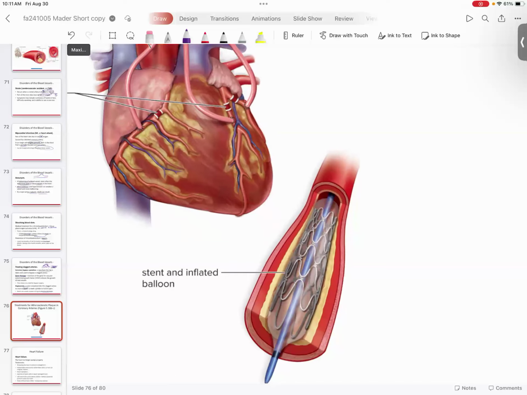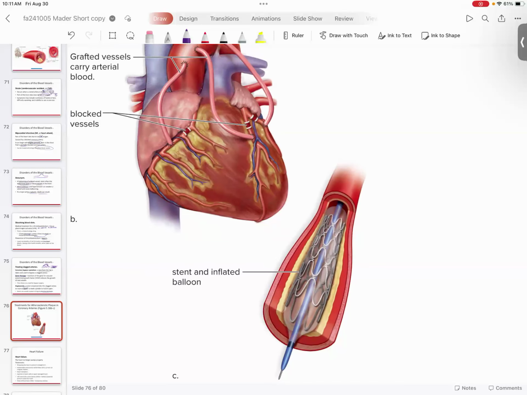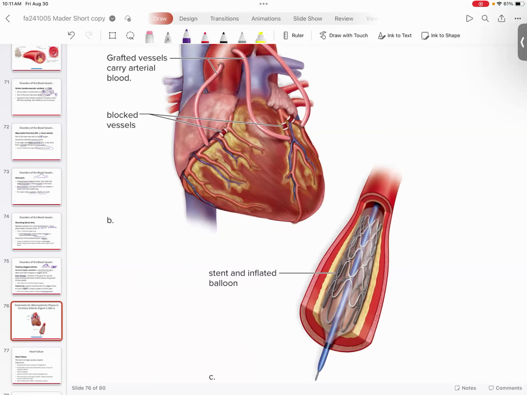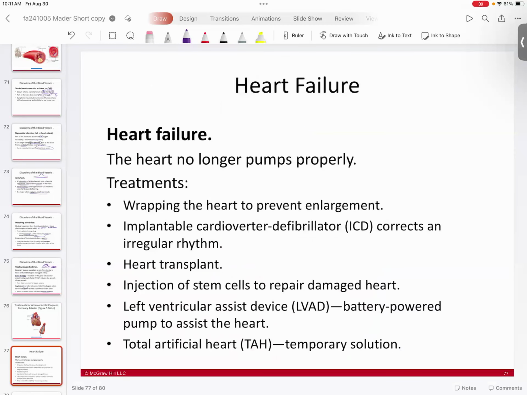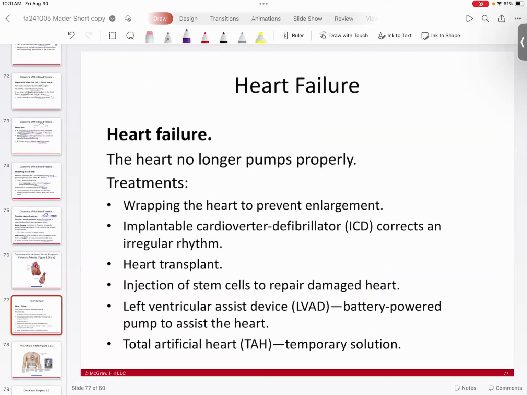And this is kind of what it looks like. So here's our balloon putting in a stent. So you kind of put the balloon in there, you blow up the artery, and then you kind of place the stent and you pull out your pump, for lack of a better term.